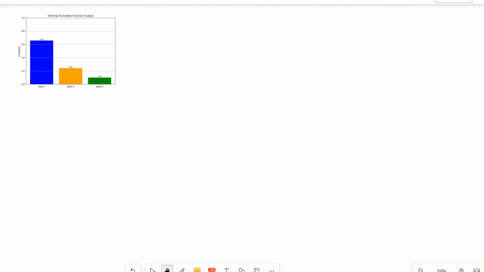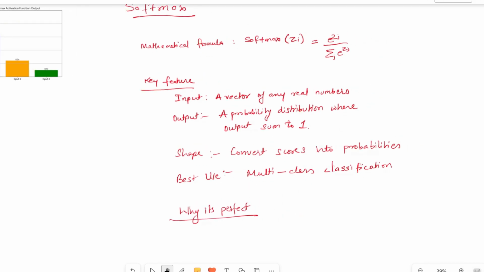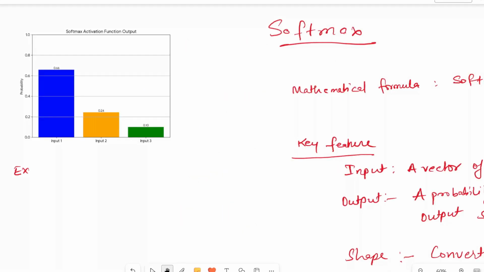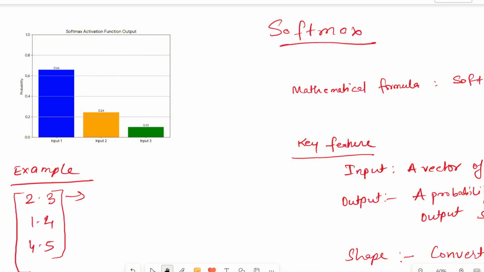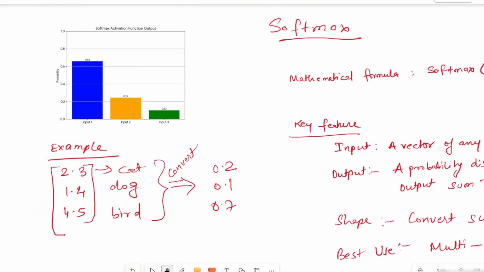Now let's talk about softmax, the activation function you will use for multi-class classification. The mathematical formula is, but what it does is beautiful. Softmax takes a bunch of numbers, could be anything, and converts them into probabilities that sum to exactly 1. So if your network outputs 2.3, 1.1, 4.5 for cat, dog, bird, softmax might convert that to 0.2, 0.1, 0.7. Now you can say I am 70% confident that this is a bird.